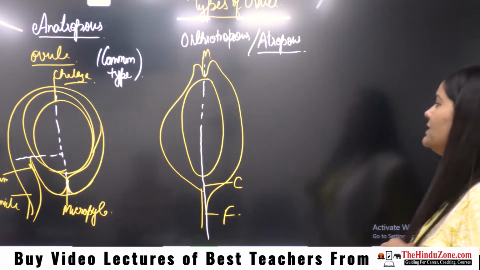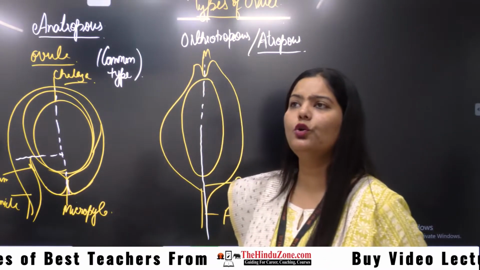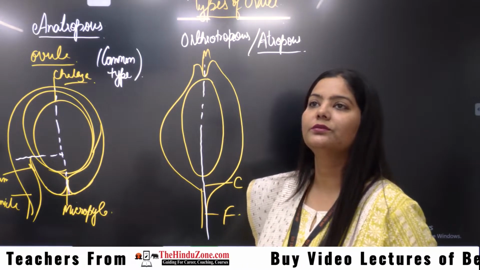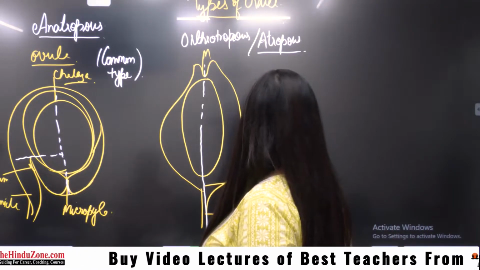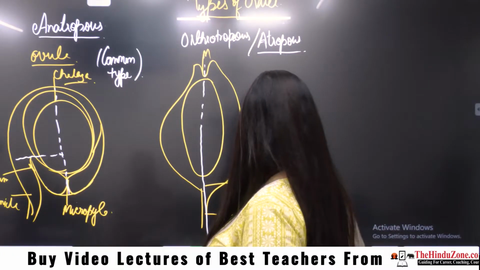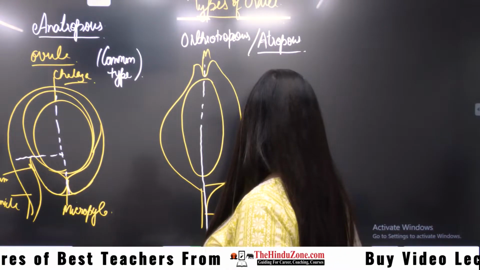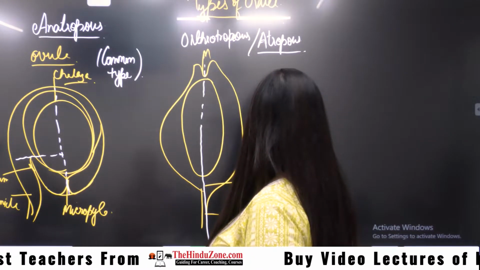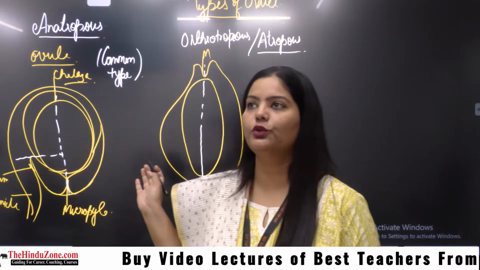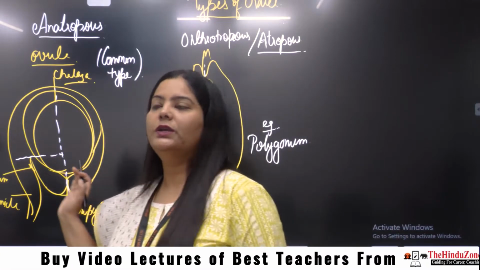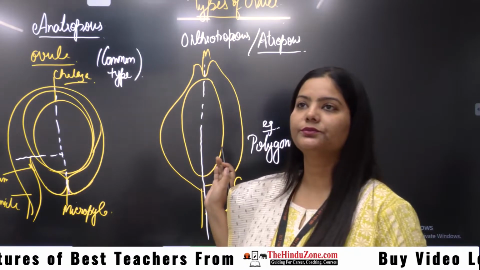Anyone who knows an example? Polygonum. Examples are Polygonum and betel, which have this orthotropous or atropous ovule. Clear to everyone? Yes, ma'am. Any doubt? No, ma'am. Clear.